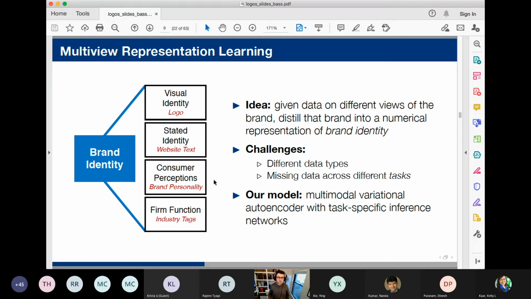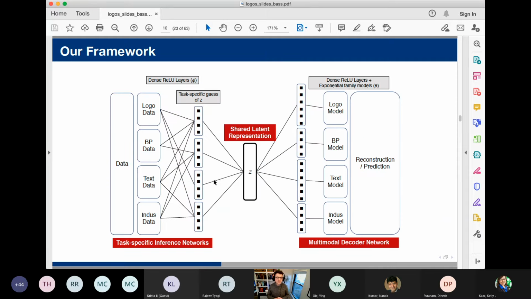The model that we propose to solve that is generally called a multimodal variational autoencoder with what we call task-specific inference networks. If you've heard of variational autoencoders before, it's based on this general framework. Here's an illustration of our model, visually. I know it looks like a mess, but hopefully you'll understand it intuitively in a second.